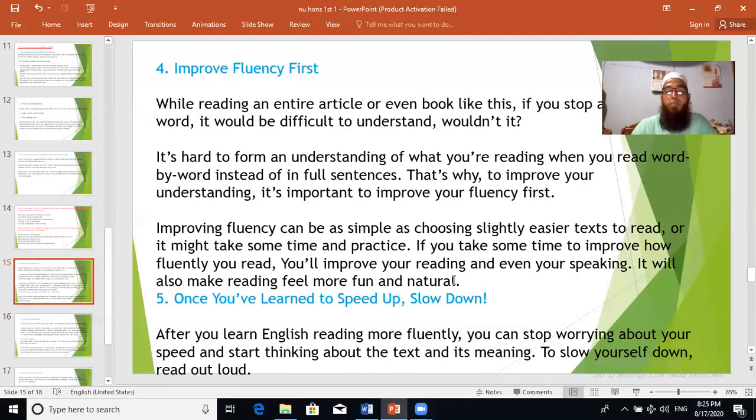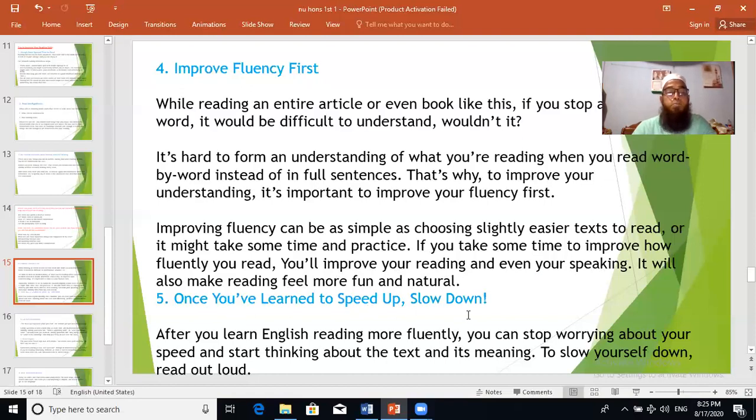And finally, what will happen? If you practice on this, it will improve your reading and of course speaking also, because you will enrich your vocabulary. It will also make reading feel more fun and natural. So at one stage, you will find it very natural. It will not be any discomfort for you to read any news stories or any English newspapers or books.